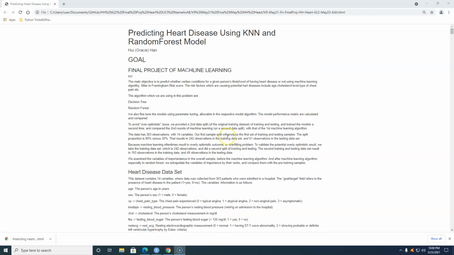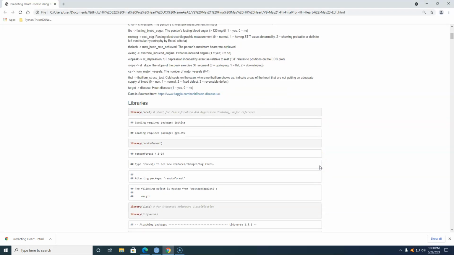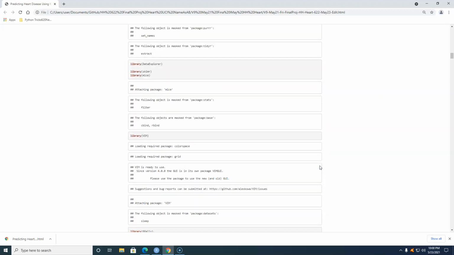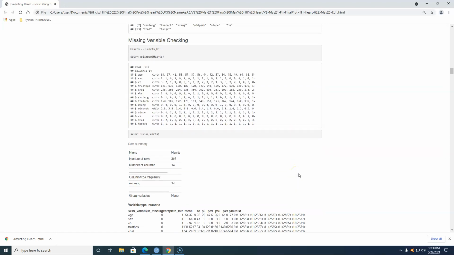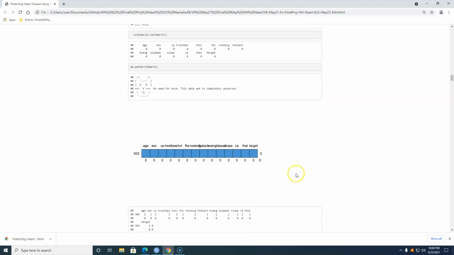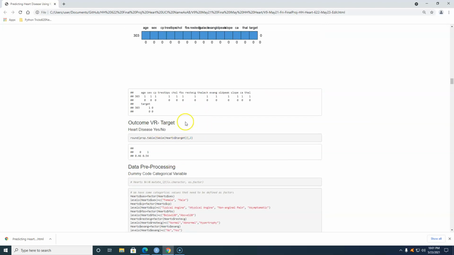The database is an open database provided by UCI. Here I primarily use caret for the modeling, and here are the other libraries needed. The data has around 300 observations and 14 variables of interest. We look into the distribution of these and check for missing values. There are no missing values in this data set. For the outcome target, heart disease yes or no, there's an even split, 54% versus 46%.